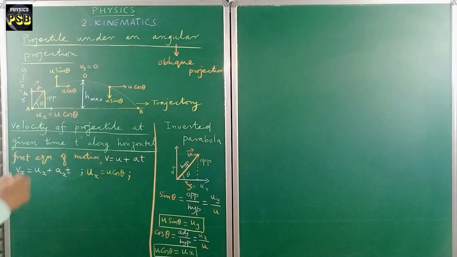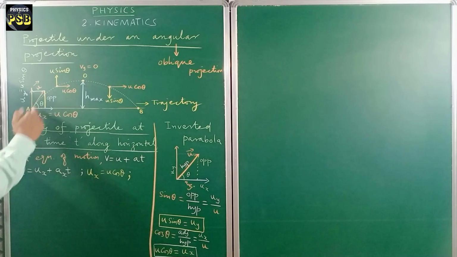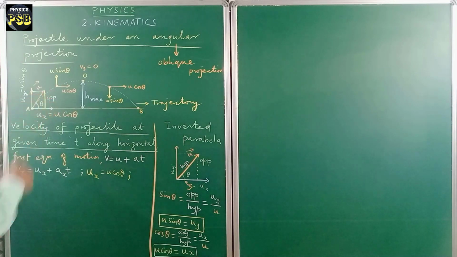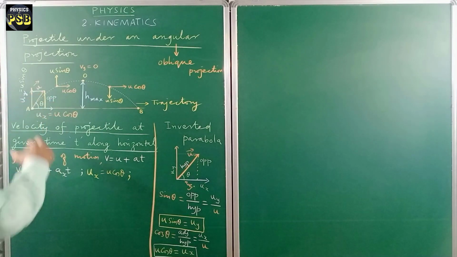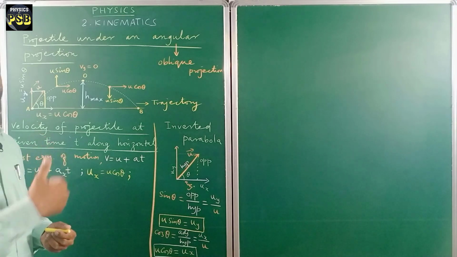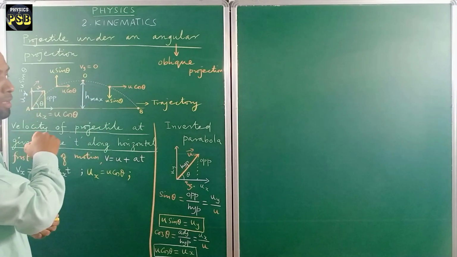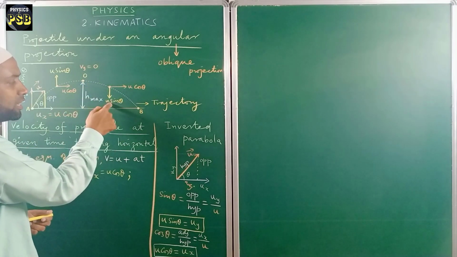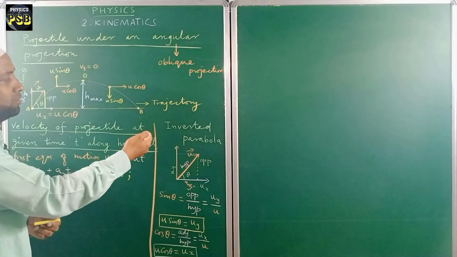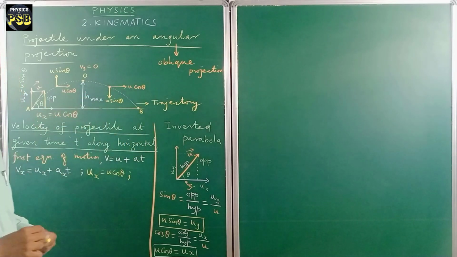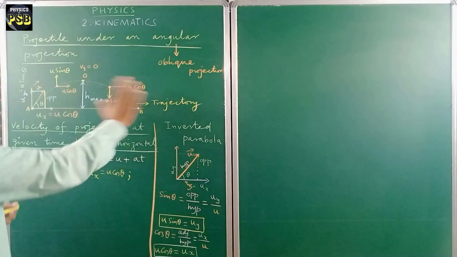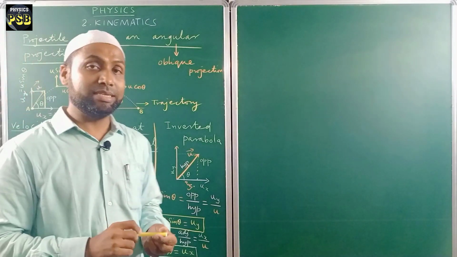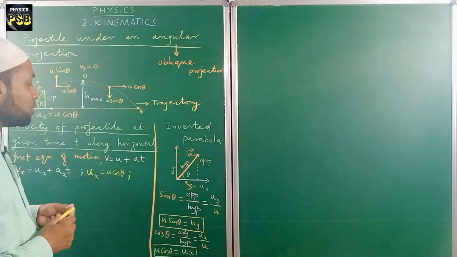And one more thing, as the object moves from A to O, the vertical component of velocity keeps reducing and becomes zero at point O. In a similar way, when it starts moving from O to B, the vertical component of velocity keeps increasing and reaches the maximum value at point B. But throughout the motion, the horizontal component of velocity, that is u cos theta, remains the same. So it is a constant.